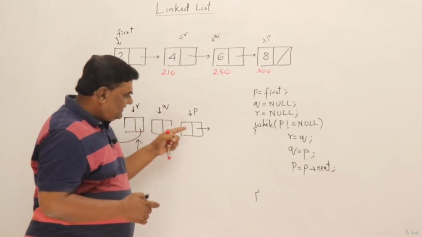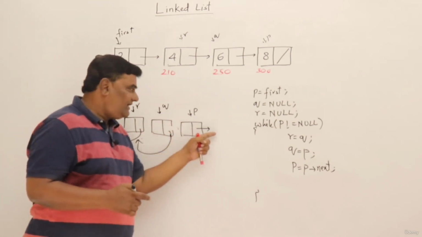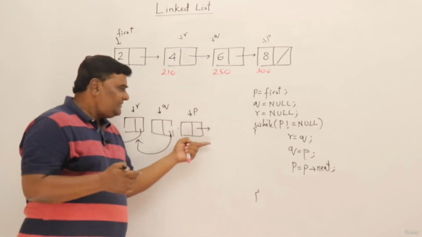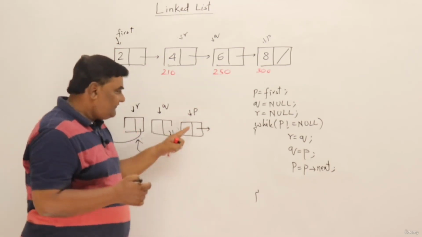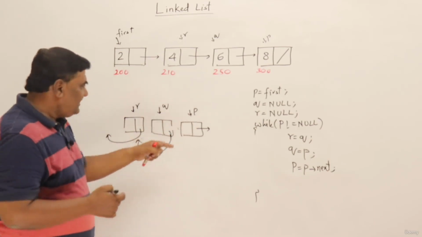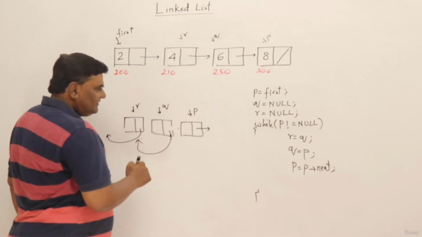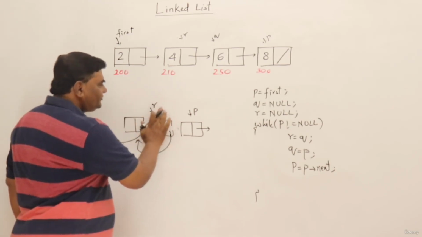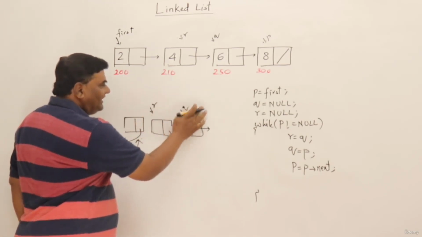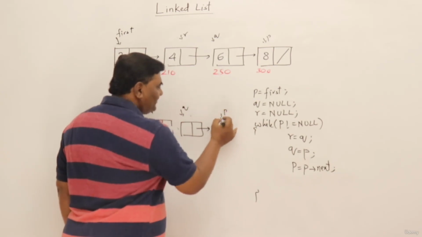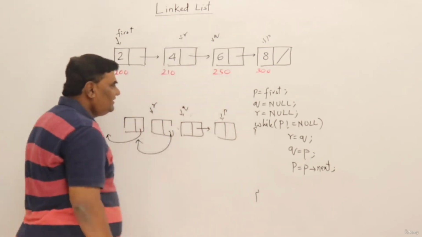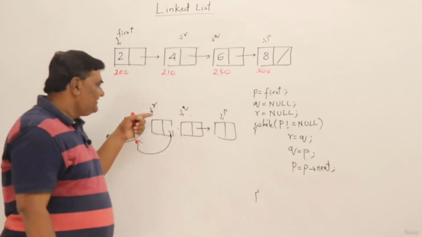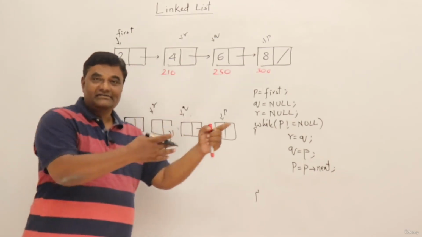Now I have to modify the link of the next node. Beyond that, there are a few more nodes. Assume that there are more nodes ahead. So I have to modify this node. For that, Q should go there. Then R should come here, and Q should move to this node, and P should move to the next node, like there is some node again. So that's it. This means P, Q, R are sliding.